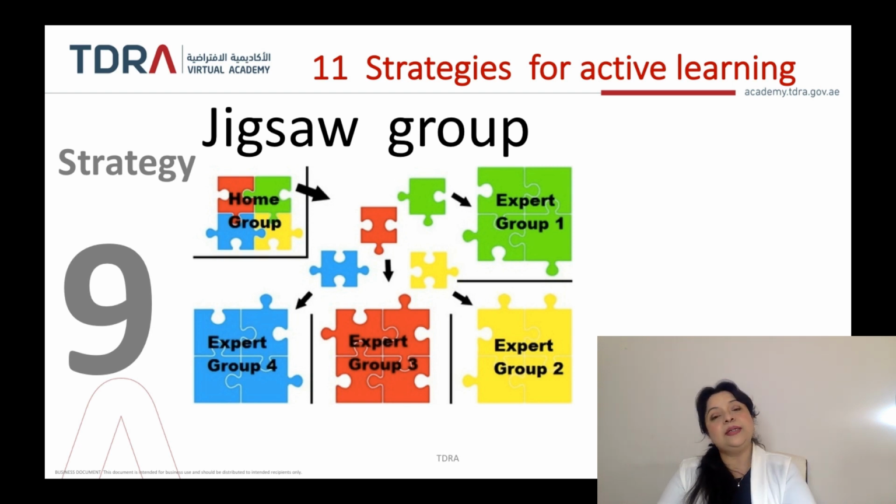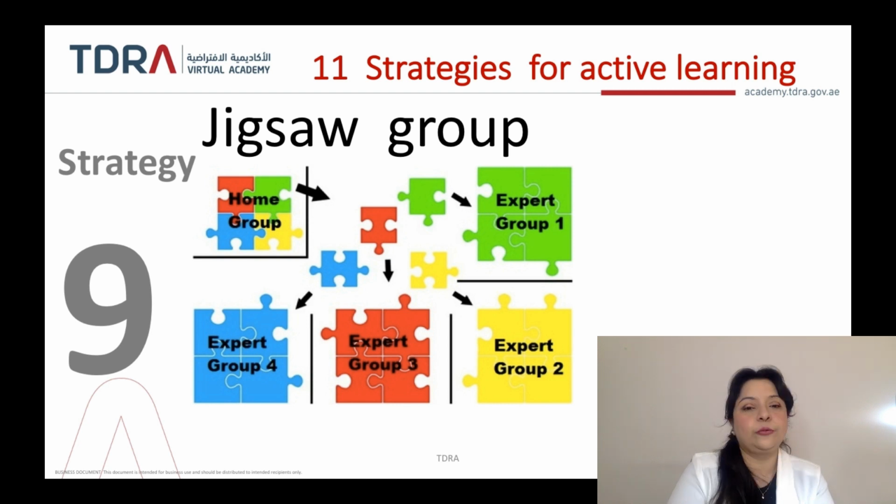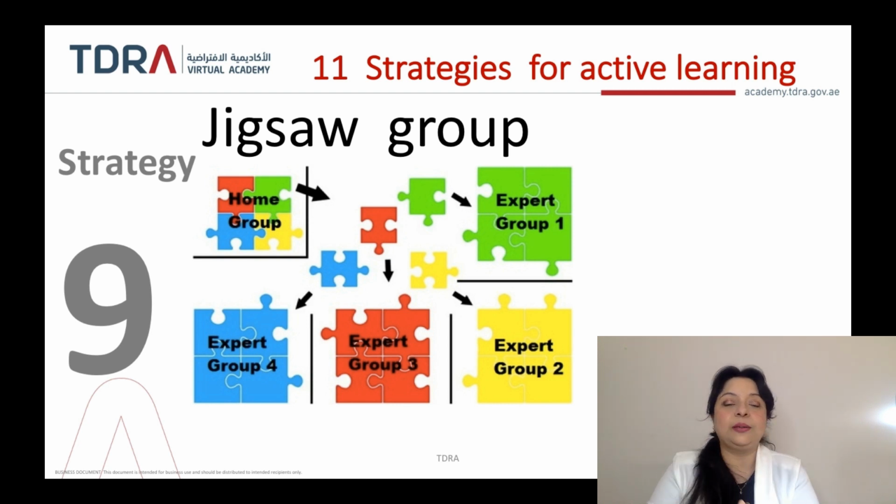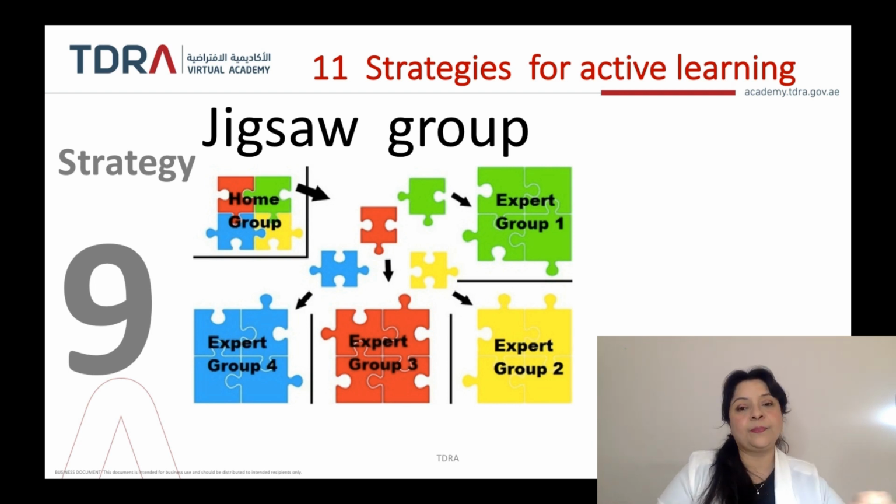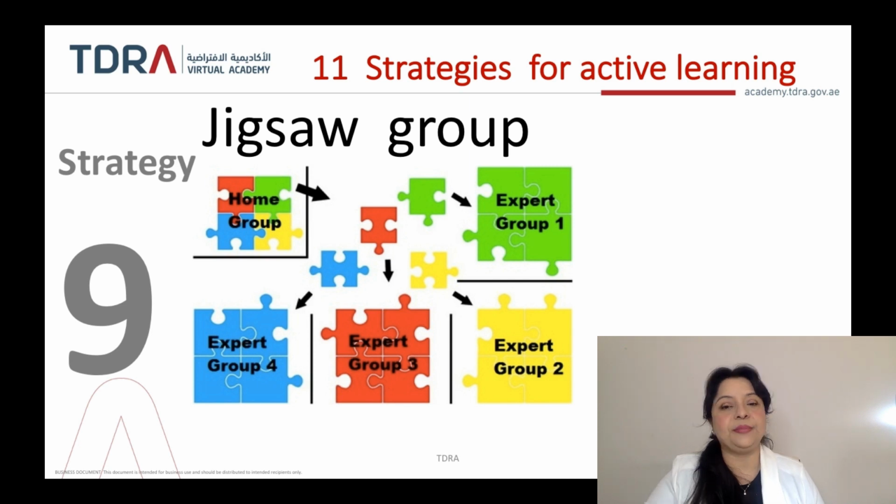And now the educator or the teacher or the facilitator will then take one person from every single group and put them into different groups. So the green group will have one person, the blue group will have one person, the red group will have one person, the yellow will have one person, making another group. And so four new groups are made from each of these different groups.